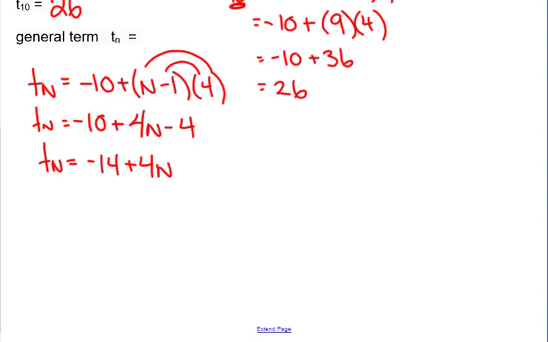So if I wanted to ask you the 557th term, then you could just plug in. T557 is equal to -14 plus 4 times 557. So you can use it to find any term.